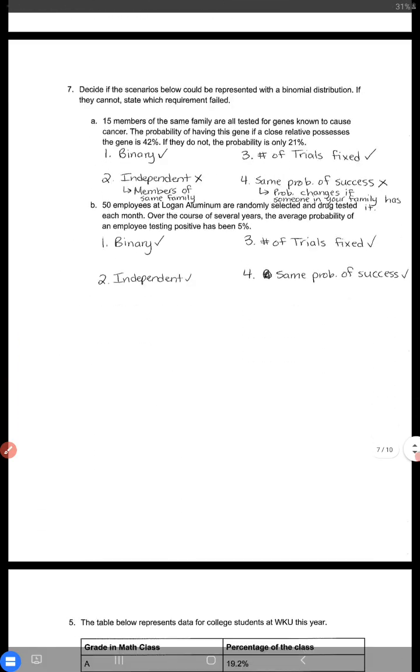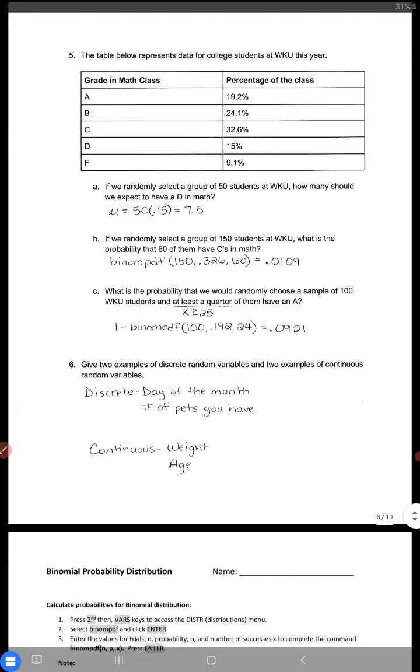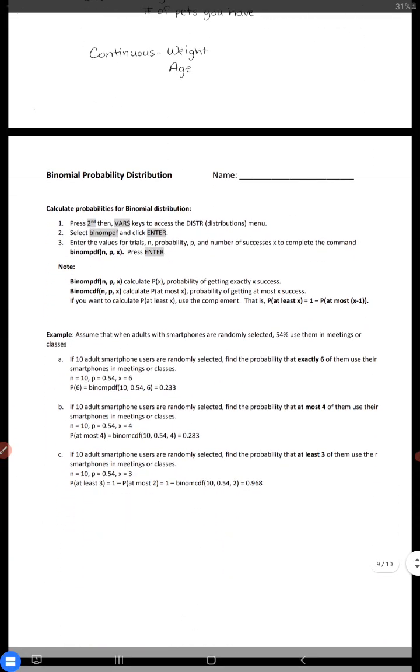So what I did want to show you, I do have some extra examples down here if you do want to look at those. I also have some calculator instructions and some examples worked out in the calculator down here. I am not going to go over those right now, but you are welcome to look at those. Please let me know if you have any questions.